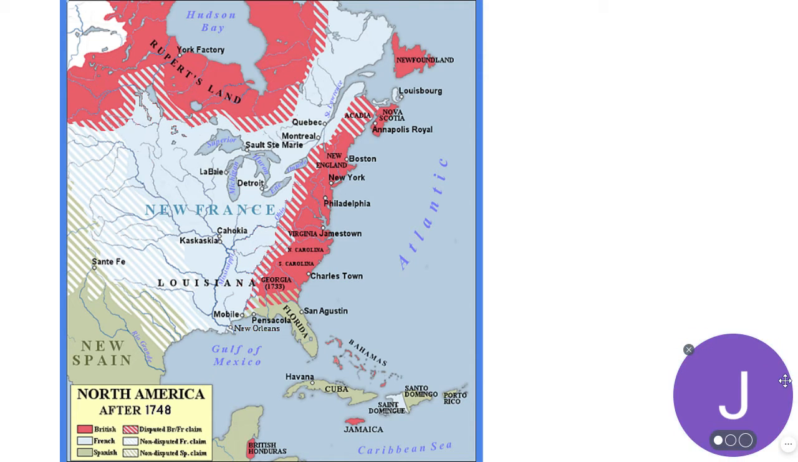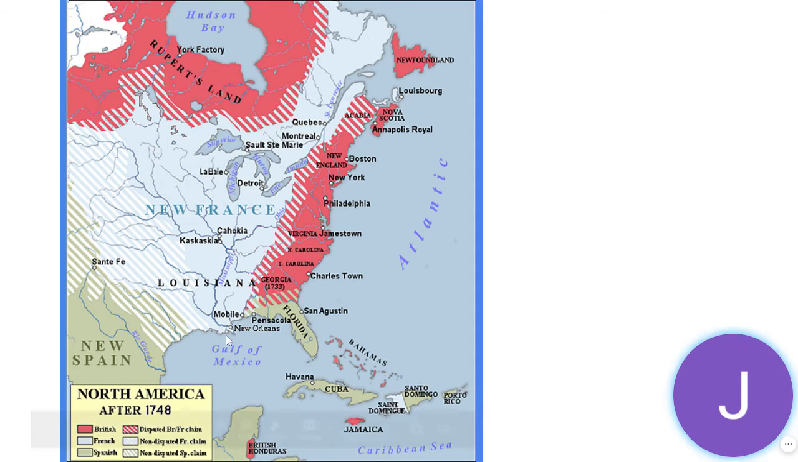And take a look at this map. I'm going to ask you to make an observation about this map. So take a look. You might want to pause it here, but take a look at it and see what you see. This is North America after 1748. Some things of note include all of the British colonies, and you can notice they're along the eastern seaboard, and they're also up here in Canada as well.